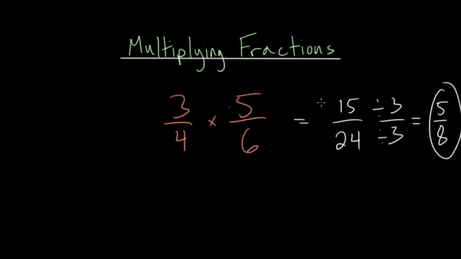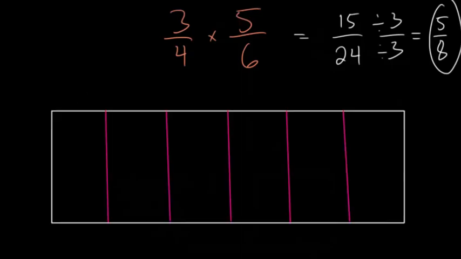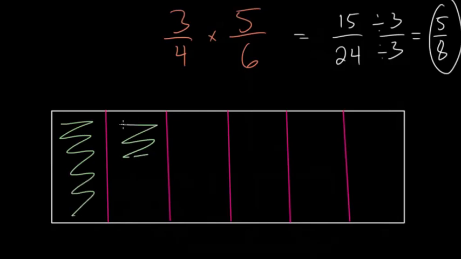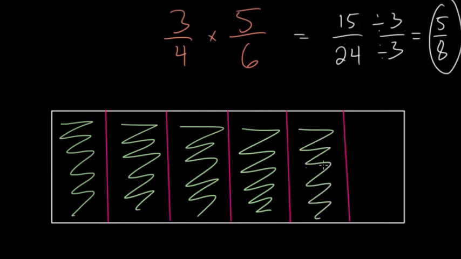But let's see visually, at least, why this is true. Let me first start with this fraction, 5/6, and we're essentially going to take 3/4 of that fraction. Let me draw that really quickly. Recall that the denominator tells us how many equally sized pieces we want to split our fraction into, and the numerator just tells us how many of those pieces we actually have. So in this case, out of these 6 pieces, we actually have 5 of them. Let me color these in green here. This right here is representative of the fraction 5/6.